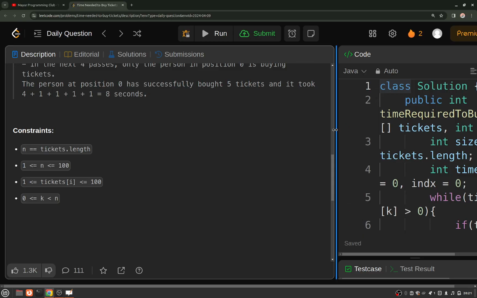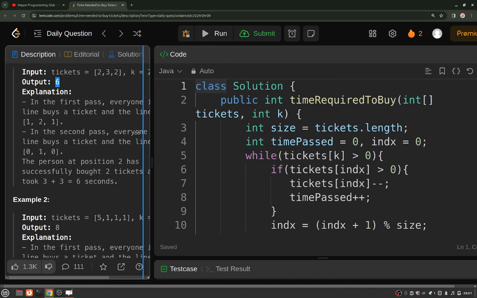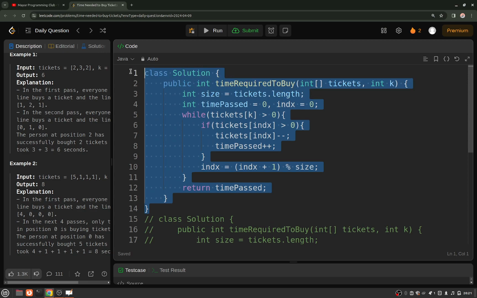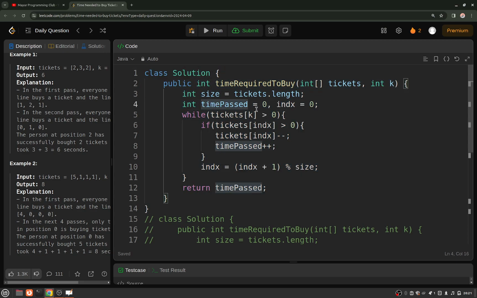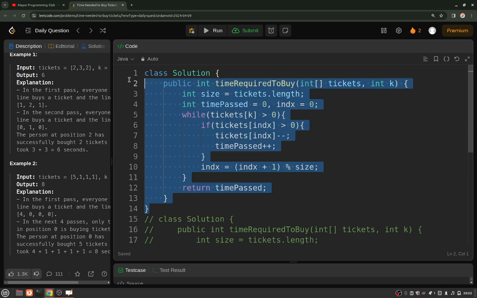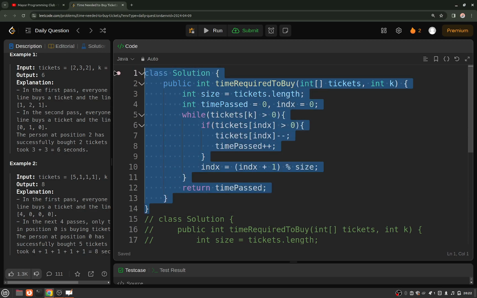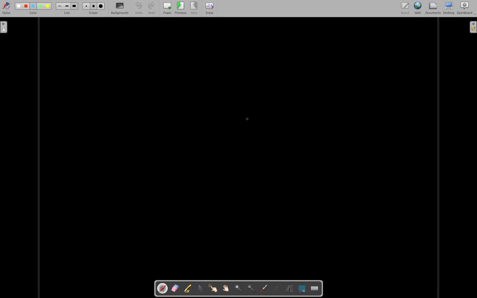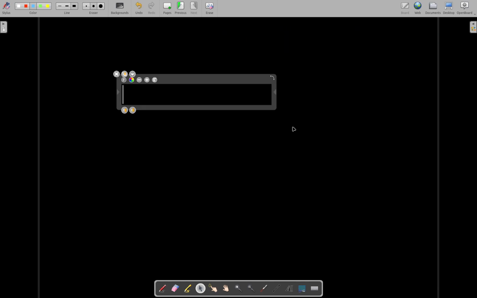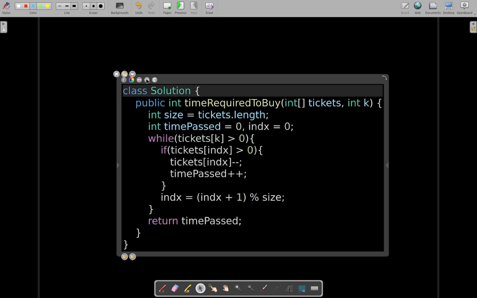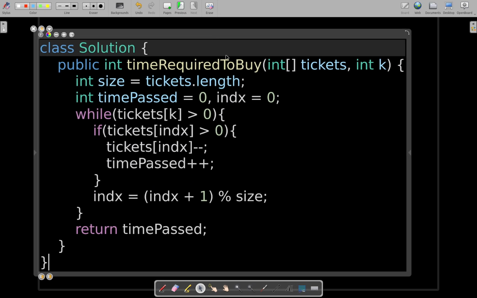So without further delay, let's copy that code for approach 1. So this is the code. Anyways, let's explain it here only, or I think it will look nice on the board. Okay, let me zoom it a little bit. Okay, now it's fine.